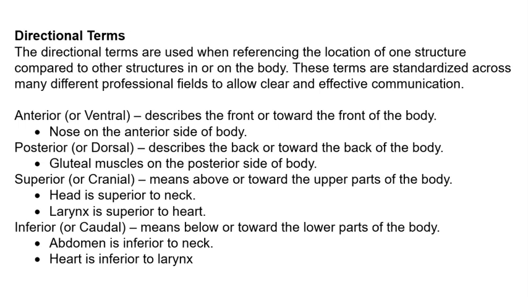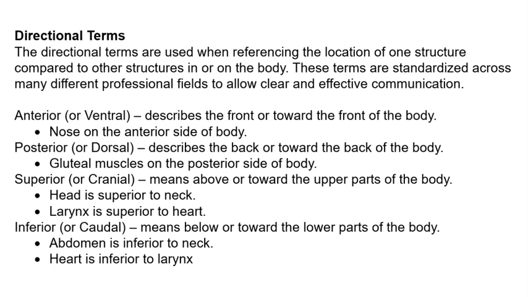The term anterior describes the front of the body or towards the front of the body. We can also use the term ventral in place of anterior as they are referring to the same directional term. So for example, we would describe the nose as being located on the anterior side of the body, but you could also say that the nose is on the ventral side of the body.